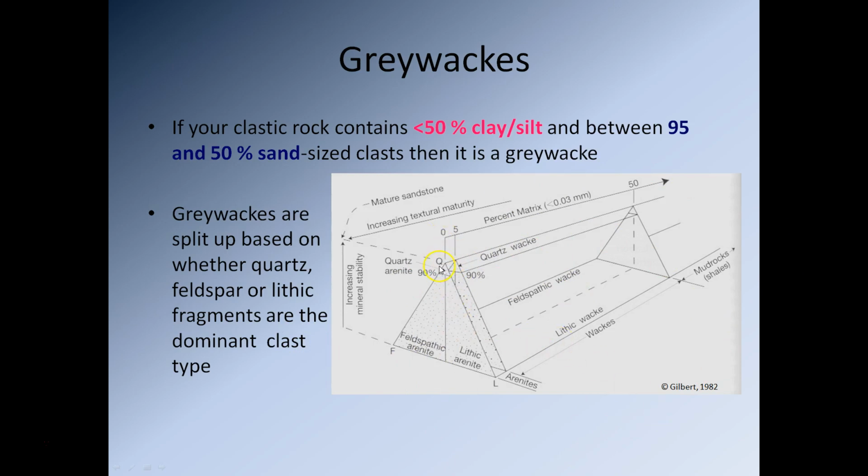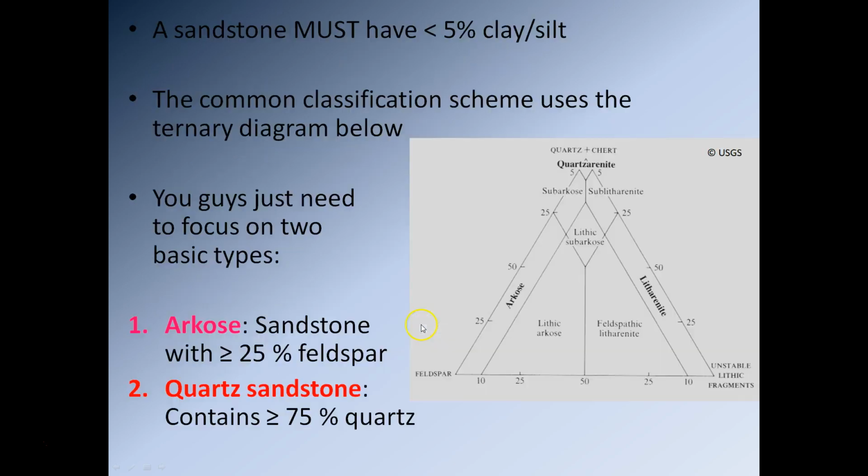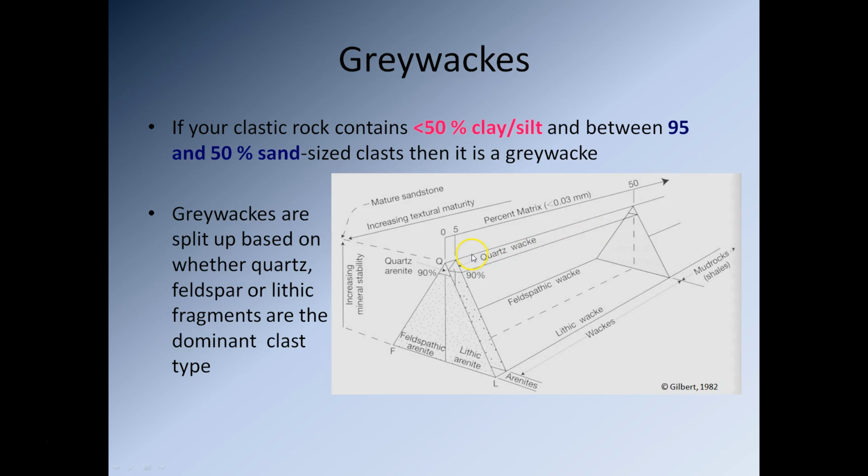So if your sediment consists of sands and muds, and it has between 0 and 5% mud size clasts, so it's 95% or higher sand, you're going to classify it as a sandstone. Now, if you have in excess of 5% clay and silt, you're going to fall into this field here. These are the Greywackes. Now, as soon as your sediment has greater than 50% mud in it, you are going to classify your rock as a mudstone, a mud rock. So, as long as your rock has between 5 and 50% mud in it, you're going to classify it as a Greywacke.